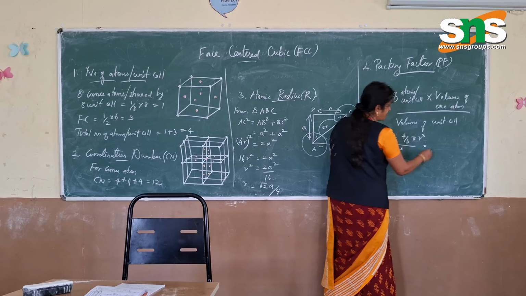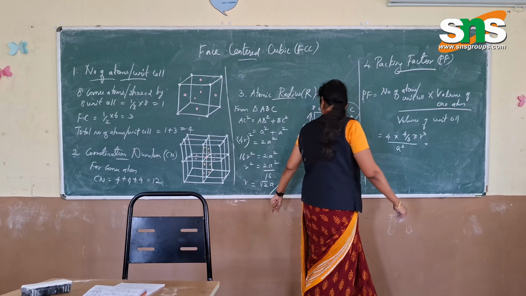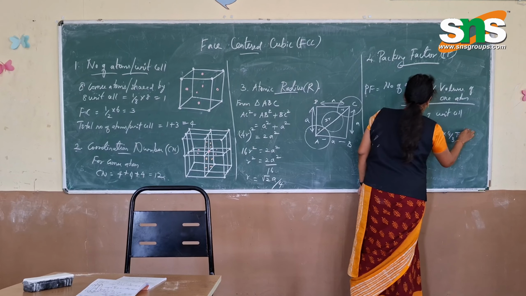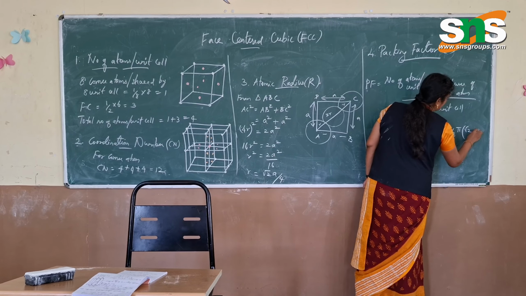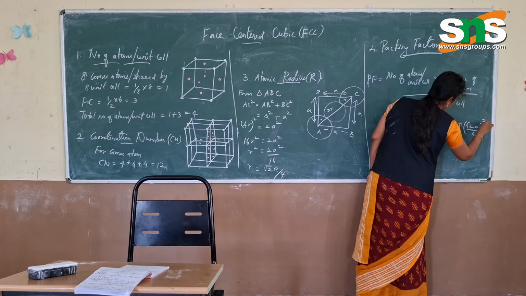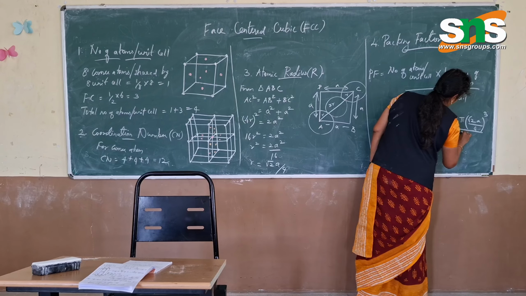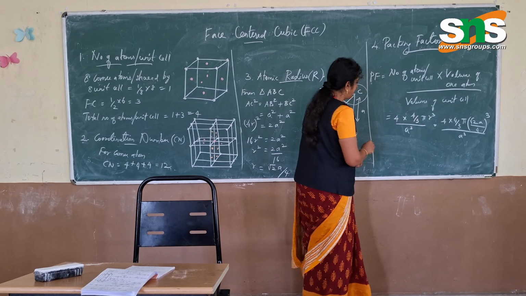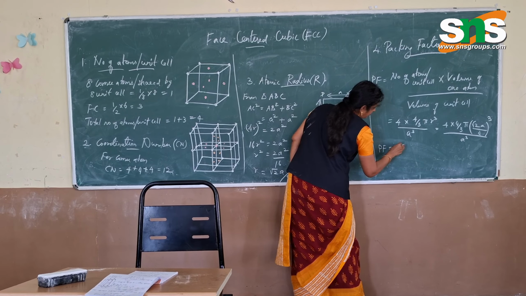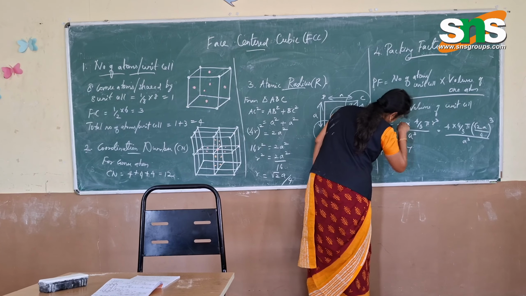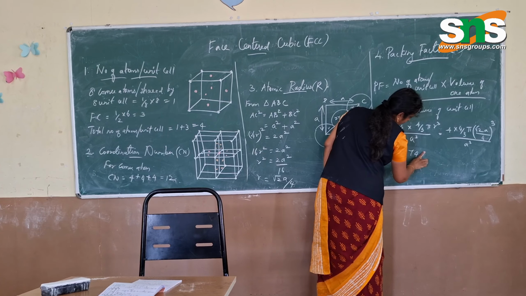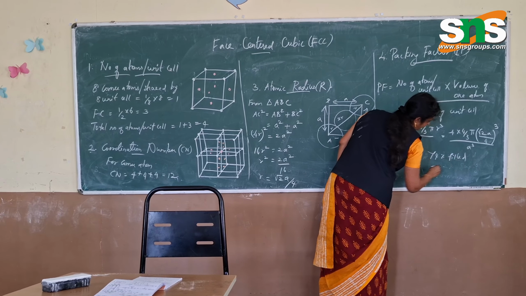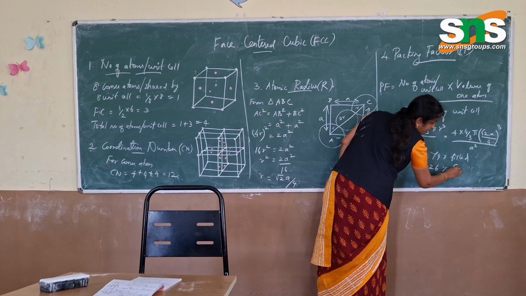Now we have to substitute the value of R here: it is 4 into 4 by 3 pi, times root 2 a by 4 the whole cubed, by a cubed. If we simplify this, the a cubed gets cancelled, and finally the answer is 0.74, that is, 74% of the unit cell is filled and the remaining 26% will be empty.